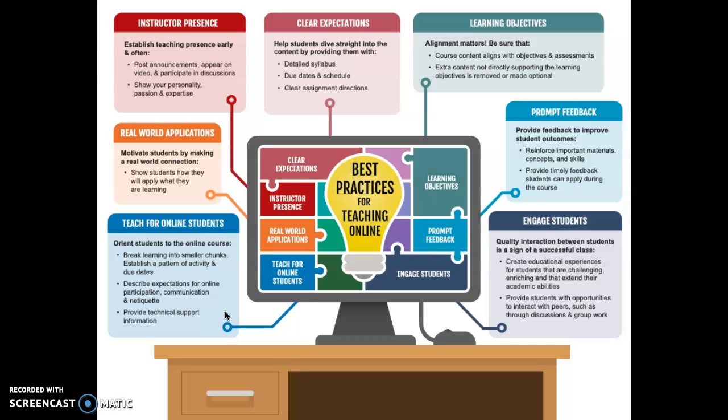Another thing is to make sure that you're specific with your expectations for online participation. This includes the ways that you want them to communicate with you via email, perhaps basic netiquette. So if you're doing videos, if they are filming like a Flipgrid, where should they be, what should that look like, and what do you want them to include?